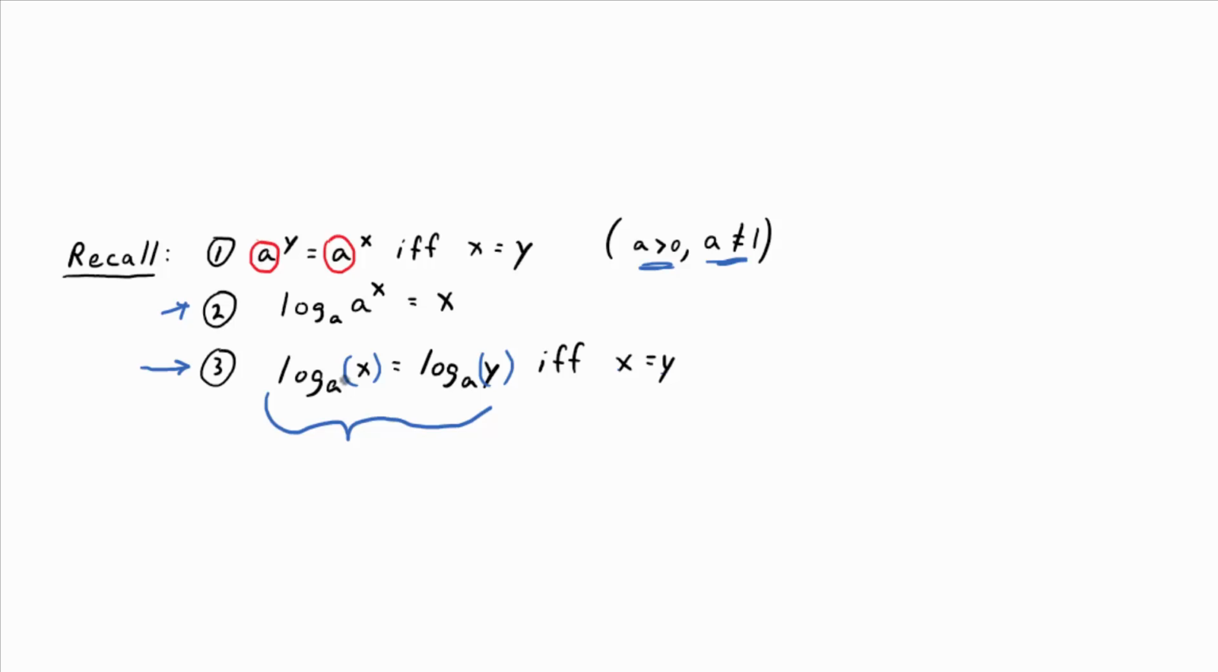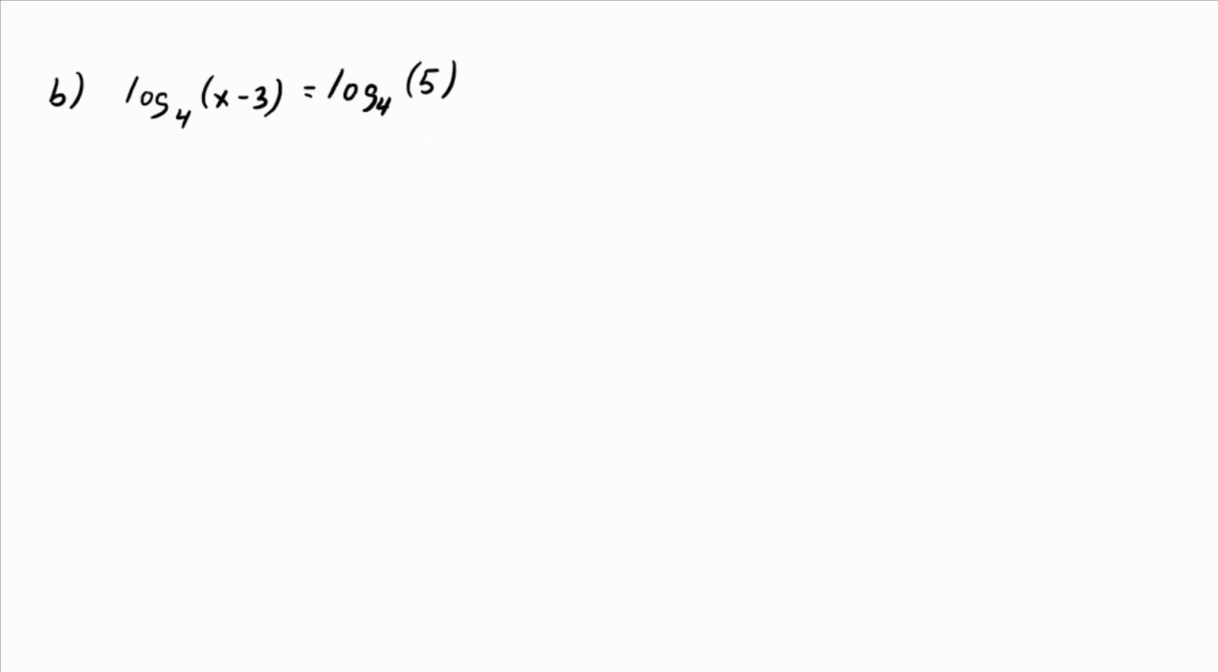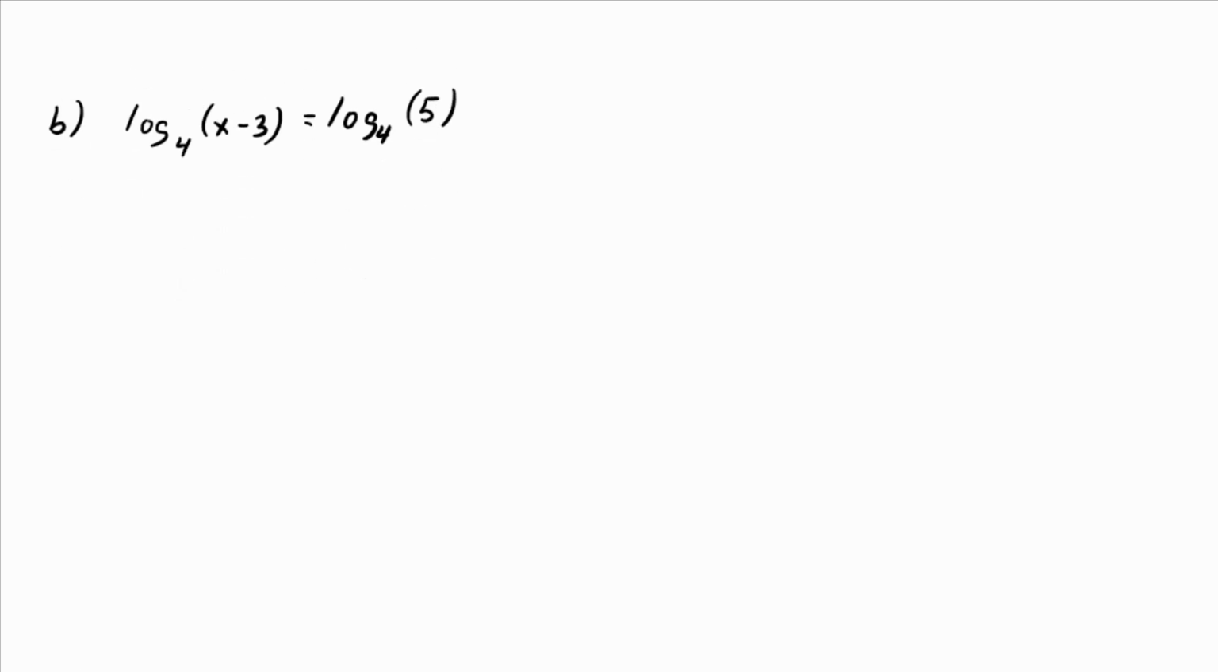If log base a of x equals log base a of y, then you can say the inputs are equal, x equals y. So that's exactly what we're going to say here. We've got a single log on both sides. Just set the inputs equal. By that property, that has to be true.